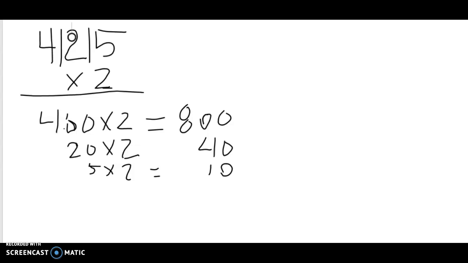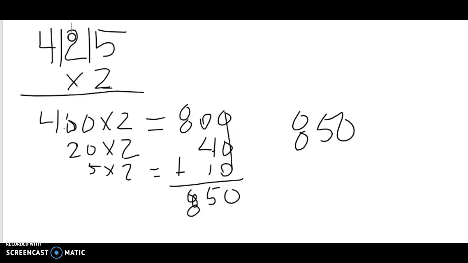All right, I'm going to make sure that my numbers are lined up, and I'm just going to add. So that's going to give me 0, and 4 plus 1 is going to give me 5, and then I'm going to bring down that 8. So the answer to my problem, 425 multiply 2, is going to give me 850. And I did that using the alternative algorithm partial product.